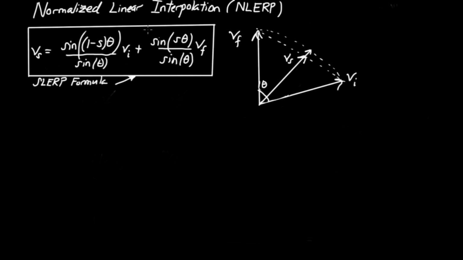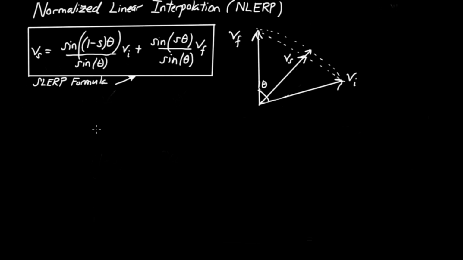So to do normalized linear interpolation, just as the name says, you do linear interpolation, but normalize those vectors that come out in the interpolation procedure. So since normalized linear interpolation is just doing a linear interpolation, then normalizing those vectors, dividing down by their magnitude to make them of unit length, the formula is not going to be too difficult.